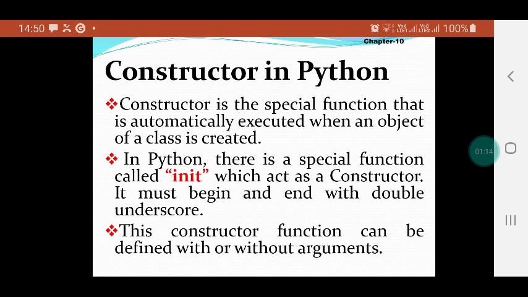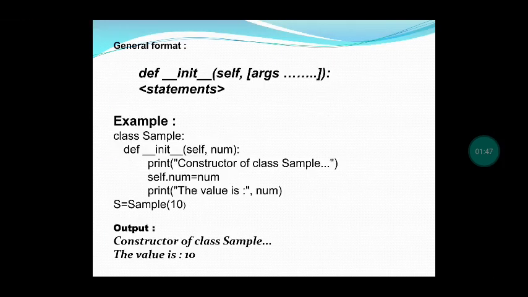The constructor function can have arguments or may not have arguments, with or without arguments. This is a very important 5-mark question, not only in C++, in Python also. In the last public examination, constructor and destructor was asked for 5 marks. So this is the special function, we have to use __init__. Before and after we have to give the underscore. So this is the general format for defining the constructor.